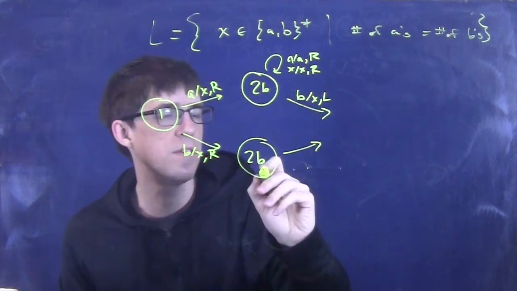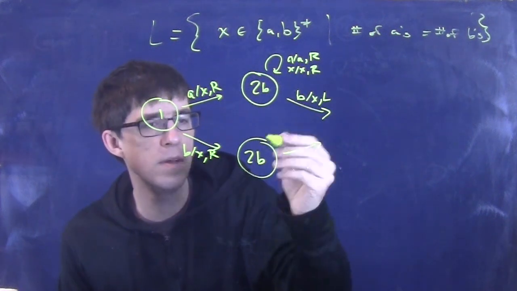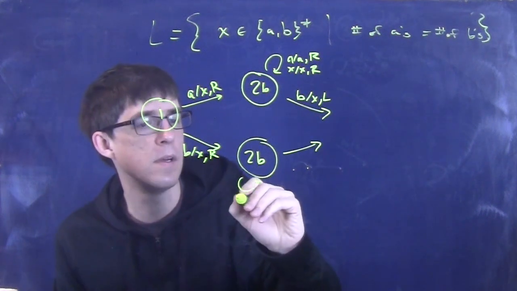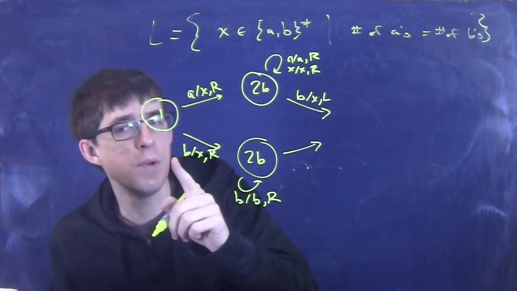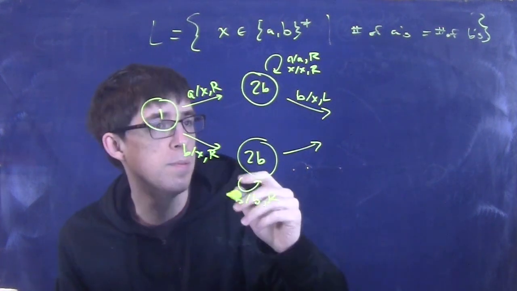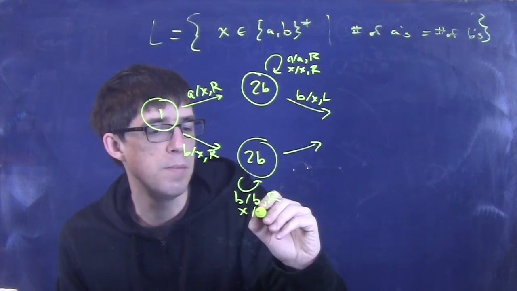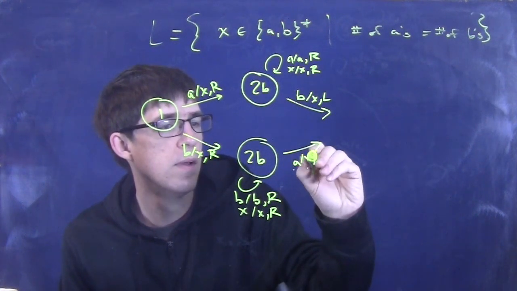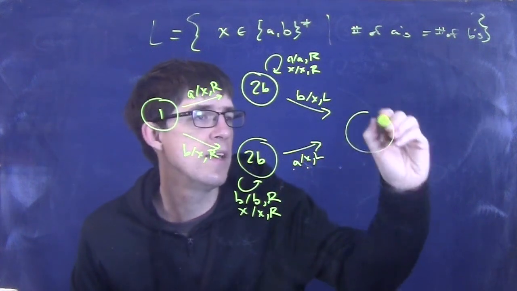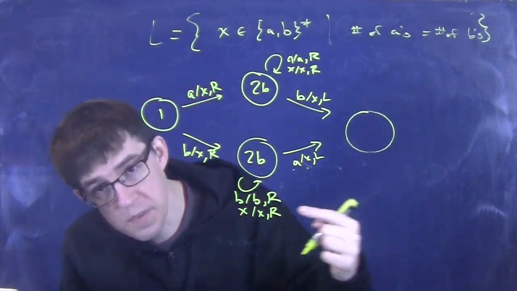Here is all the same, only the opposite, right? So here it's going to go B, B, R. In this case, we read a B first, so we move through other B's, also possibly move through X's. And if we see an A, we exit out and then move to the left. And then here, this state is going to continue moving to the left.